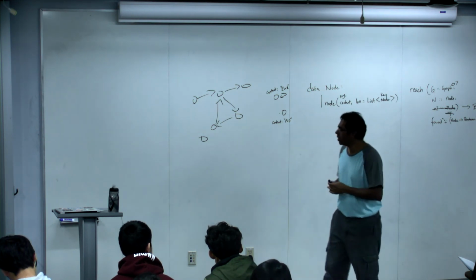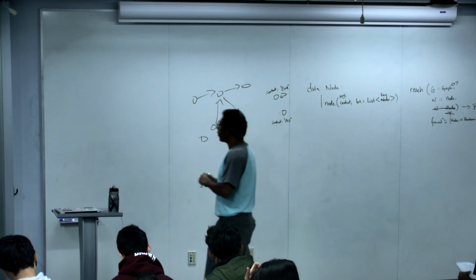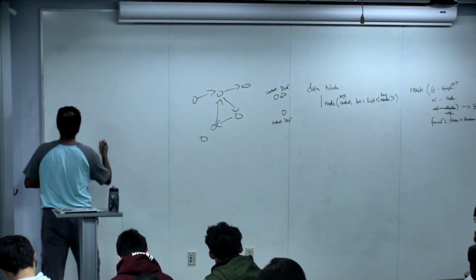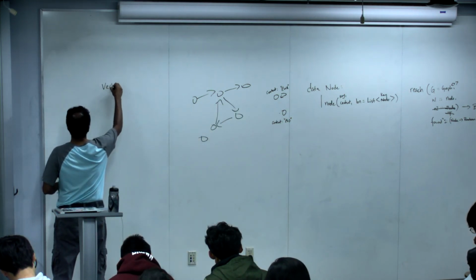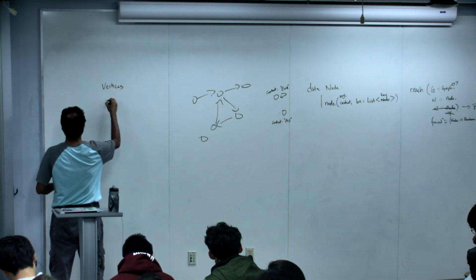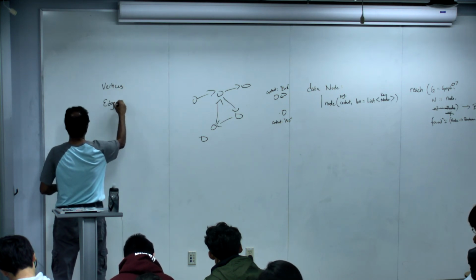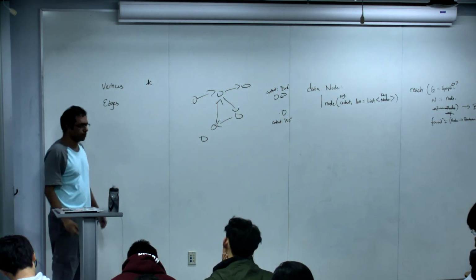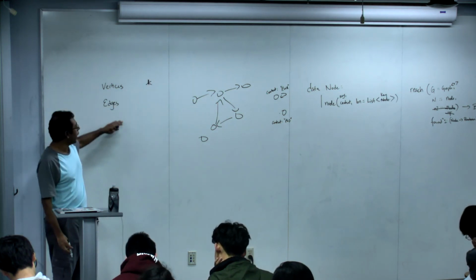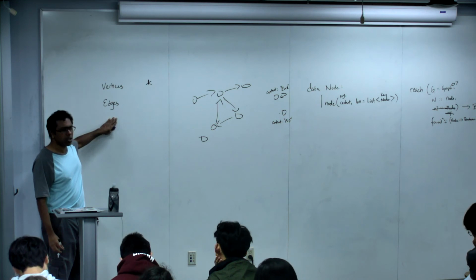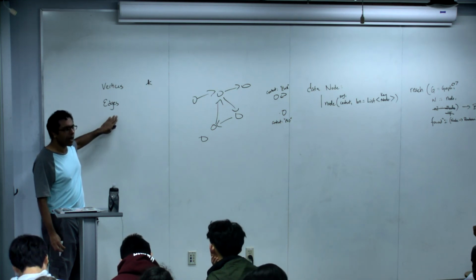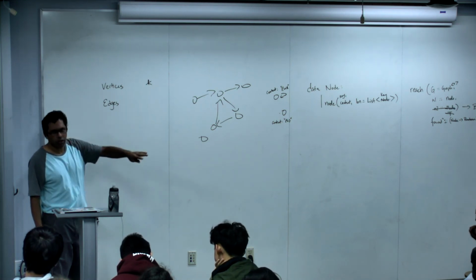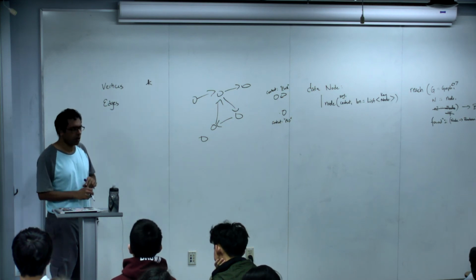So when we talk about graphs, we have vertices and we have edges, or nodes and edges. Let's say we have k vertices. How many edges does the graph have if it has k vertices? Talk to your neighbors, come back to me with an answer. Go.